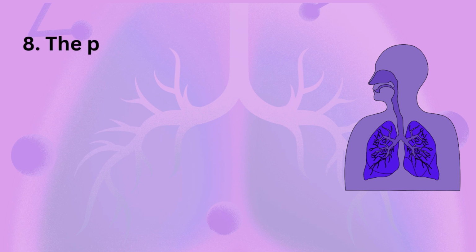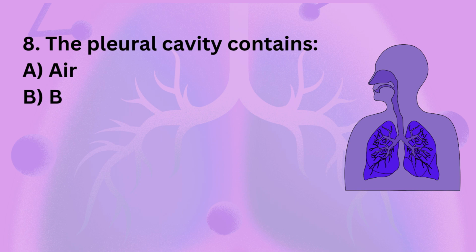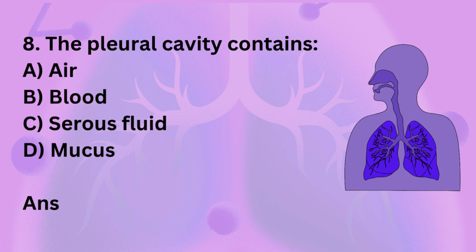8. The pleural cavity contains A. air. B. blood. C. serous fluid. D. mucus. Answer. C. serous fluid.